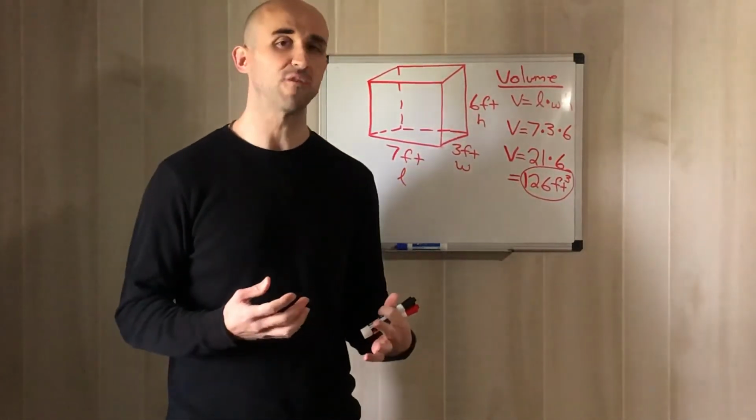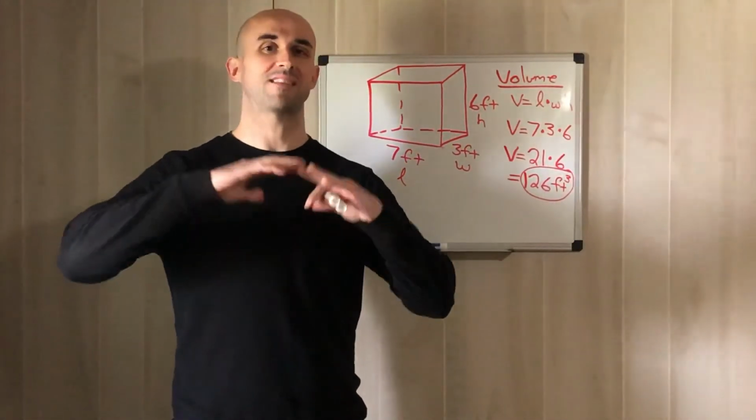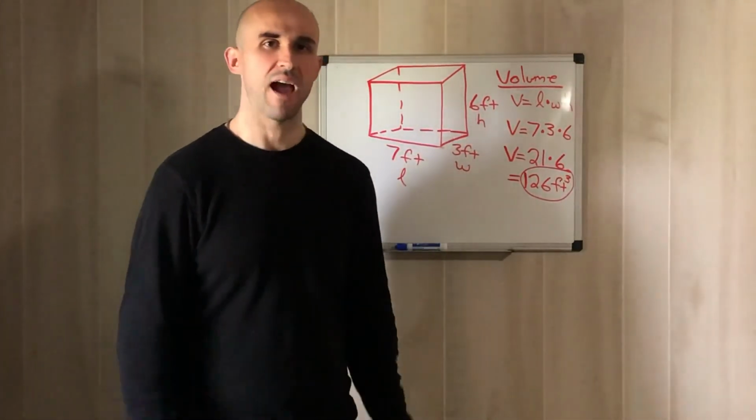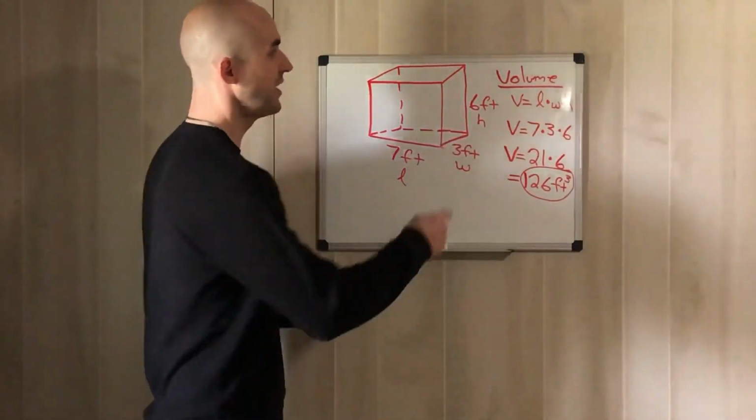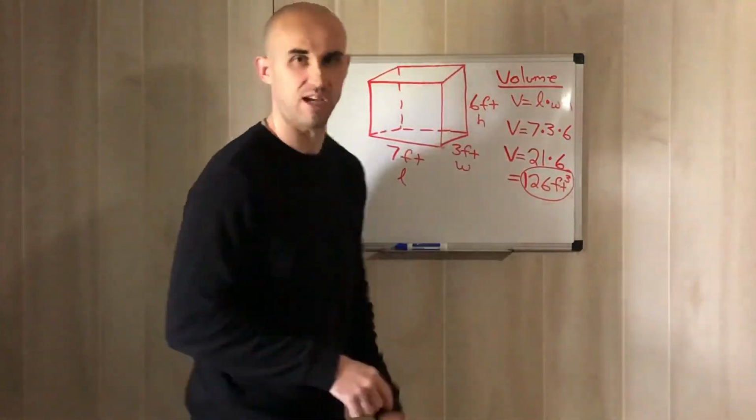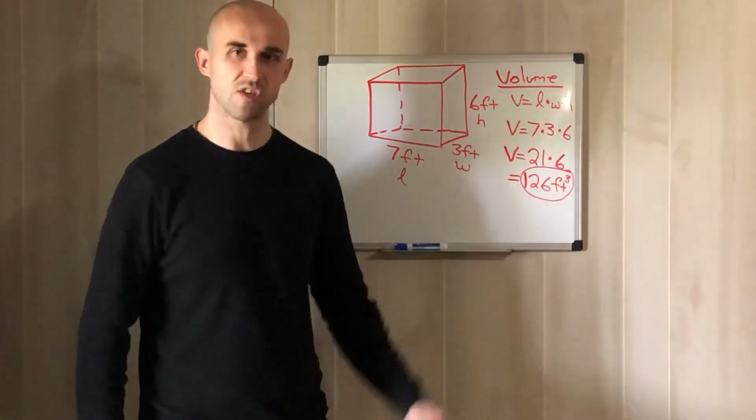Tomorrow we're going to get to surface area, which is all the space that's on the outside of a figure. And then just know how to find volume. Whenever it comes to finding the volume of a prism, it's length times width times height. And whenever it's volume, it's always cubed.